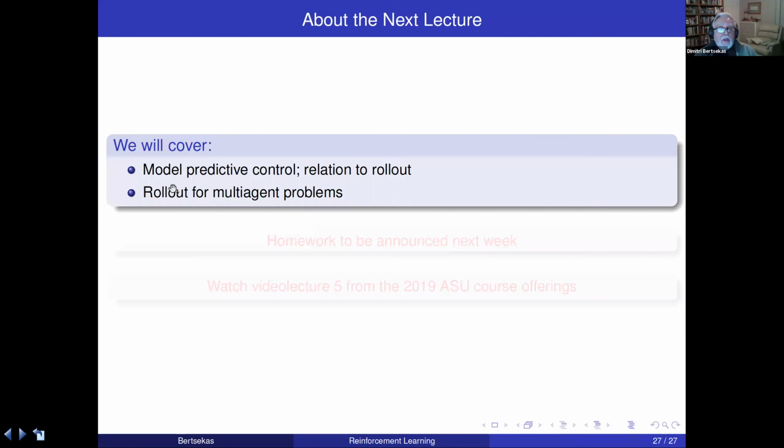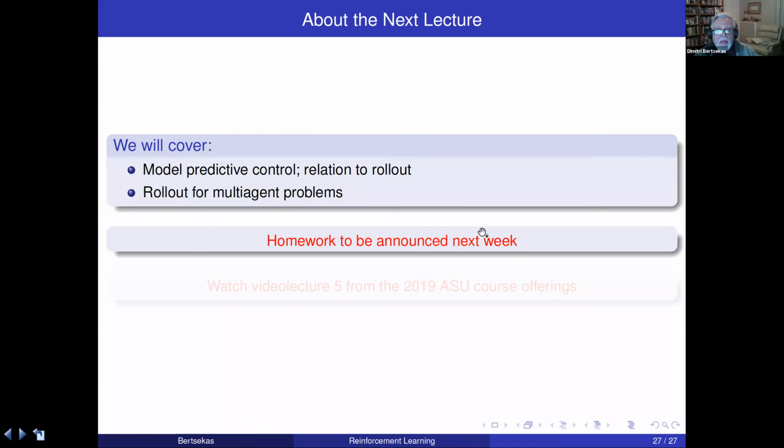Okay. So next time we're going to cover model predictive control. We mentioned it's very closely related to rollout, and we're going to explore that relation further. We're going to look at the variations of model predictive control, the issue of constraints, state and control constraints. And then we're going to look at rollout for multi-agent problems. And that will take us a full lecture.